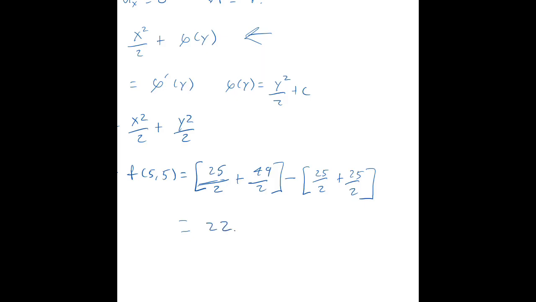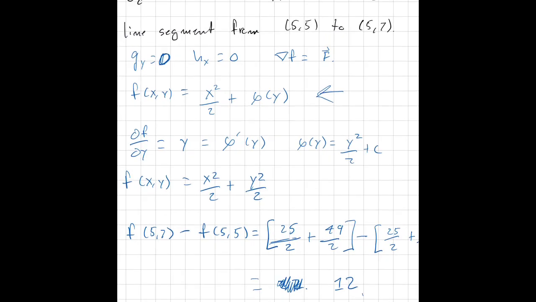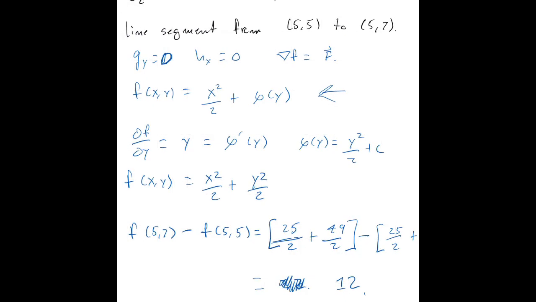Okay, I'm pretty sure going from that step to that step is correct, and I did the subtraction correctly. No, I didn't, did I? 49 minus 25 is 24. 24 divided by 2 is 12. Okay, so that's it. This is the rundown of doing this problem using the fundamental theorem of line integrals.